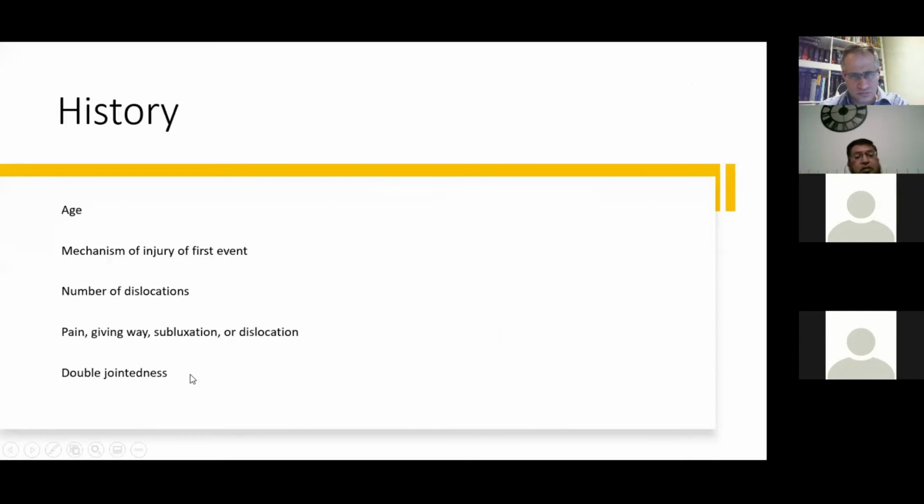And then what symptoms the patient can have for patellar instability. Number one, they usually present with dislocation, but they can also present with subluxation, pain, or giving way. And also an important point that we have to inquire about: does the patient have double-jointedness or not?